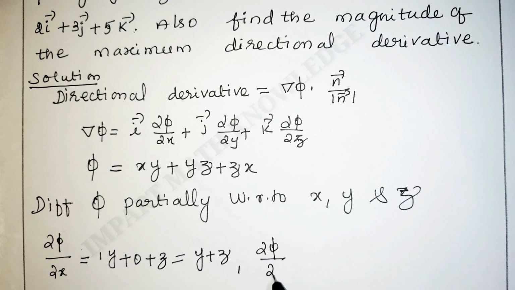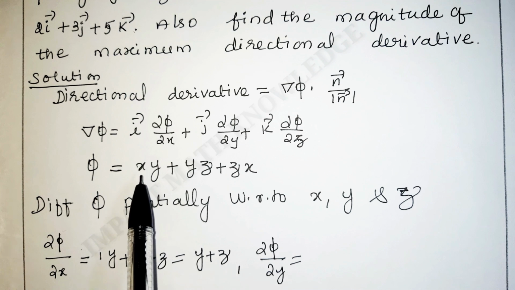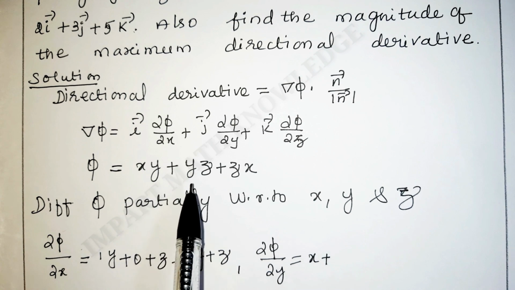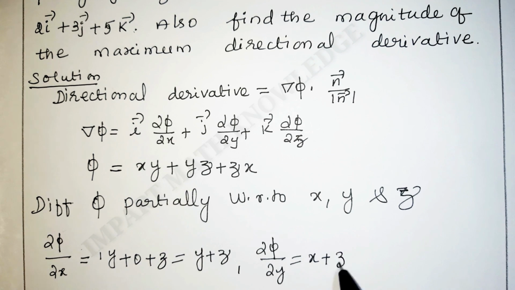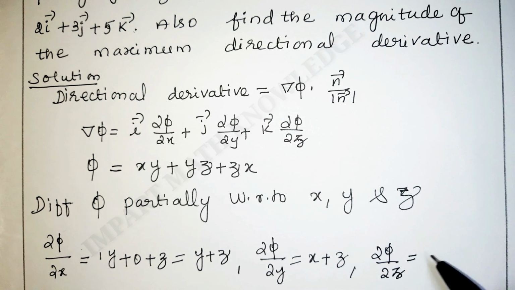Dou phi by dou y. You have to differentiate phi partially with respect to y. First term is xy. So differentiation of y is 1, so 1 into x is x. Second term yz is there. Differentiation of y is 1, so 1 into z is z. Here z and x is there, so 0.